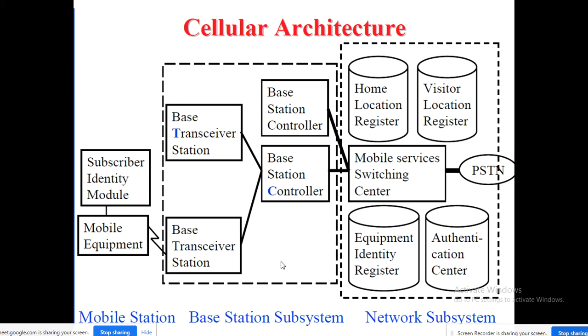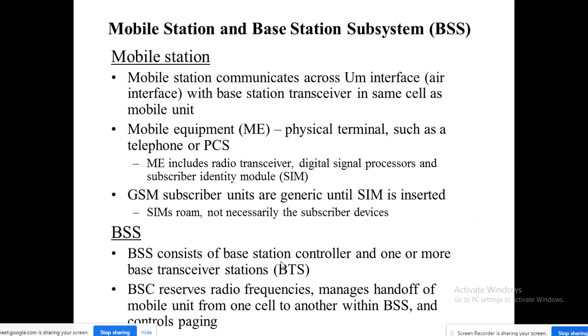Already we have seen this in that animation, but again, these are all the components to be remembered. Mobile station, BTS plus BSC. In the MSC, what are all the components we have? HLR, VLR, along with that we have EIR and AC. So, mobile station, base station subsystem, network subsystem. These components will form this architecture.